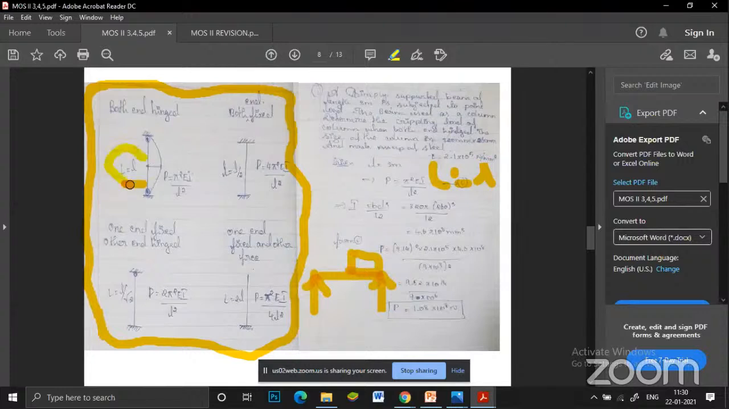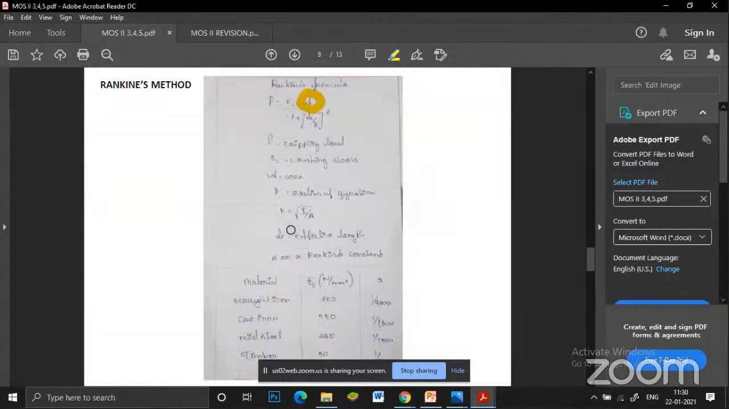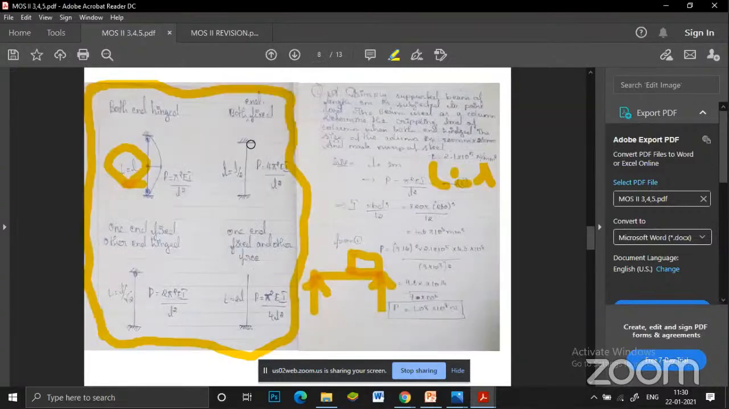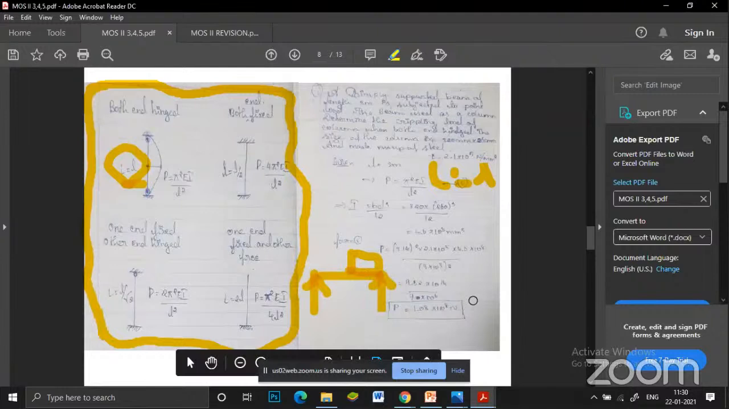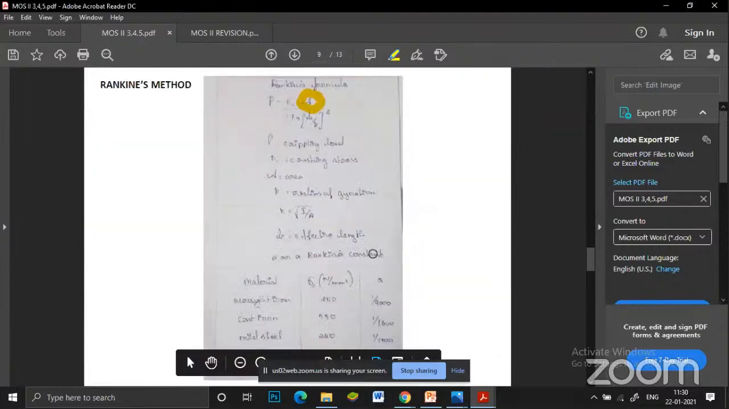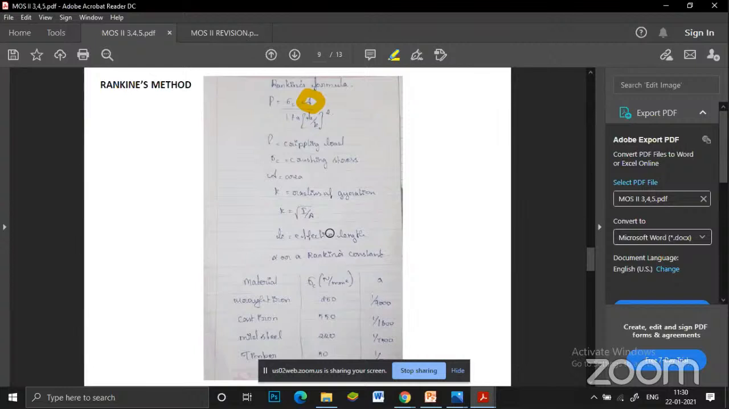So you have to know the formula for the effective length for both ends hinged, both ends fixed, one end hinged and the other end fixed, and one end fixed and the other end free. We must be very clear about the diagrams. Don't forget, and you must also be very clear in finding the units. Then Rankine's method, we already know that it's used only for a short column. Short column is nothing but the failure happens through crushing.